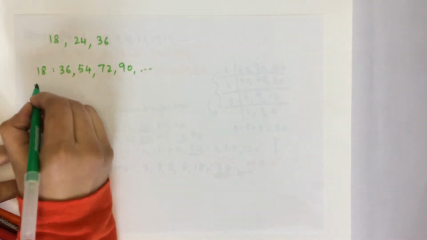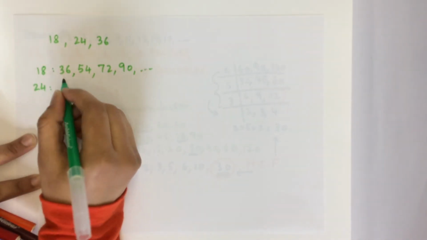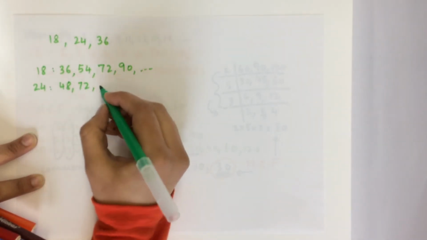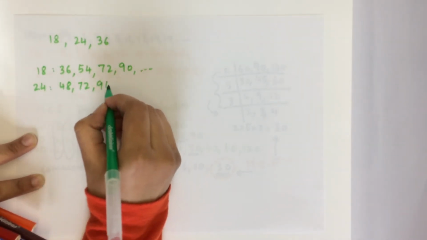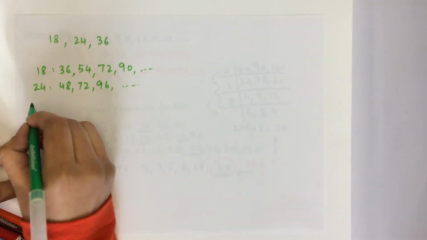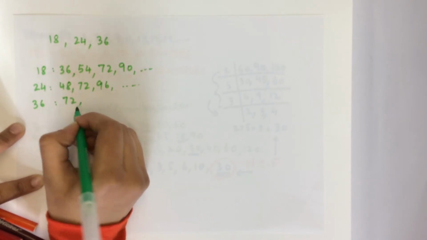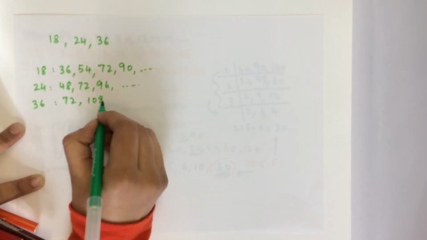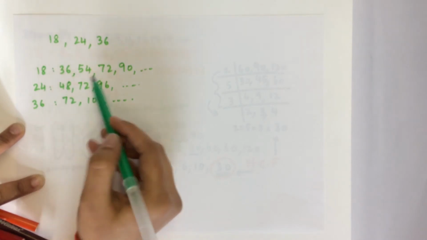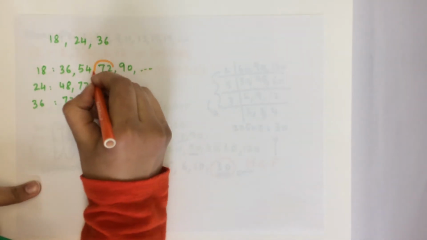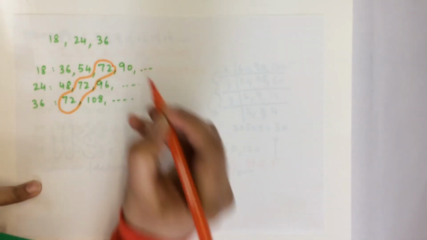And so on. For 24, 24 2 times is 48. 24 3 times is 72. 24 4 times is 96. So on and so forth. 36, 36 2 times is 72. 36 3 times is 108. I think I don't even need to move forward because I do see that there is a common multiple here. Let me highlight it for you. 72 is common amongst all.